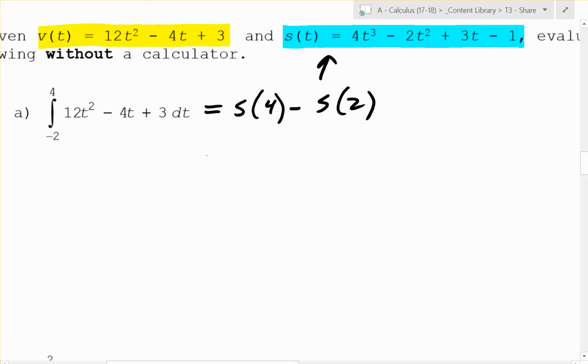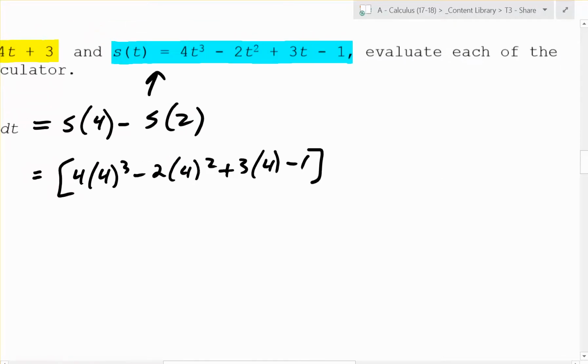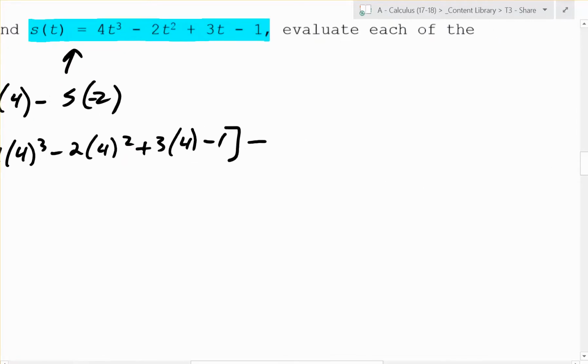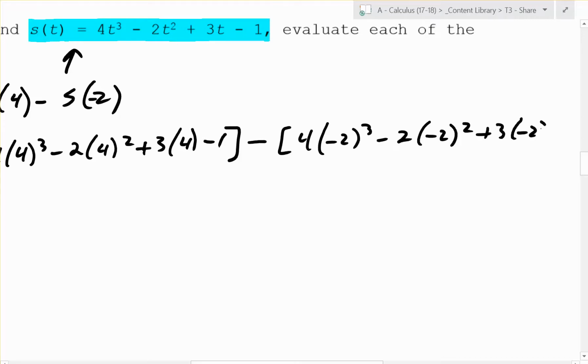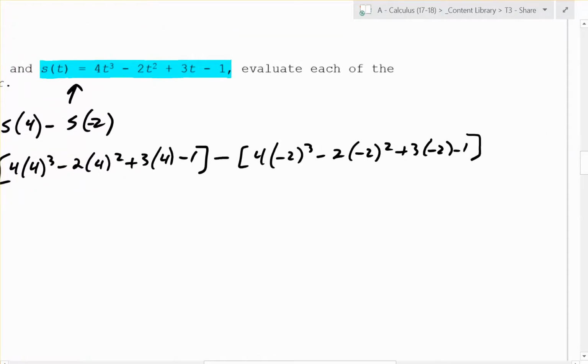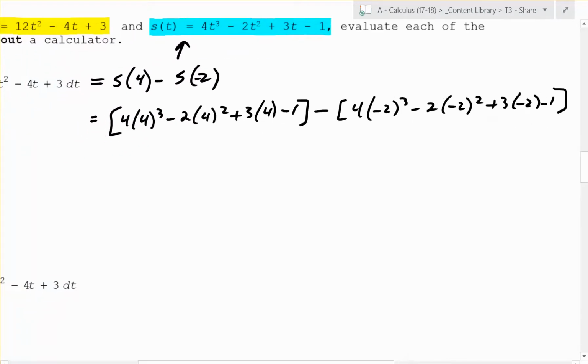Well, we've been given the position function, so we plug those values in. When I plug it in, you're plugging in 4 into the position function. So it's 4 times 4 cubed minus 2 times 4 squared plus 3 times 4 minus 1. And you are subtracting from it the same thing when you plug in, oh, is that negative 2? Sorry, it's negative 2 right there. You're plugging in negative 2, so 4 times negative 2 cubed minus 2 times negative 2 squared plus 3 times negative 2 minus 1. This math isn't particularly challenging, but you can make mistakes really easily if you don't plug this into your calculator properly.